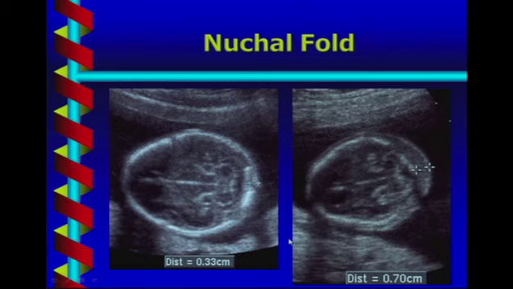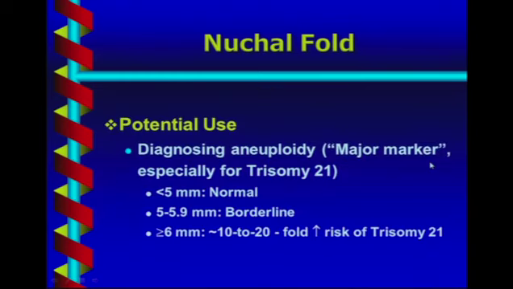Nuchal Fold is another important measurement. Here we measure it from the back of the skull to the edge of the skin surface, again, back of the occipital skull to the skin surface. The potential use here is diagnosing aneuploidy. It's often considered a major marker because it's a strong indicator of Down syndrome.